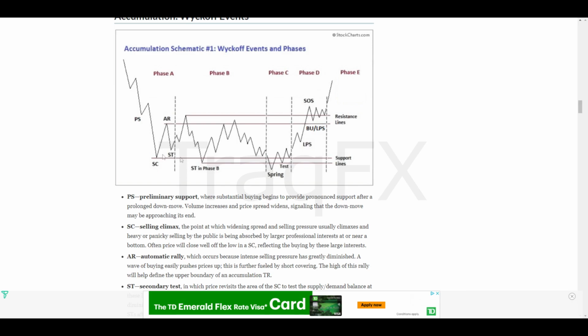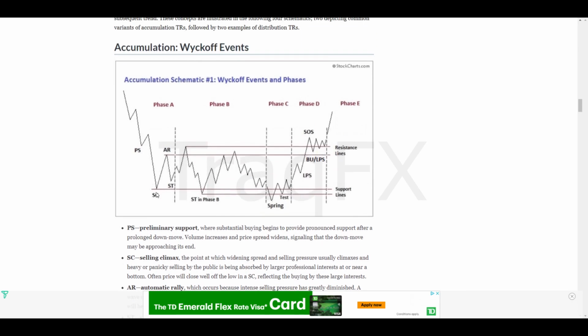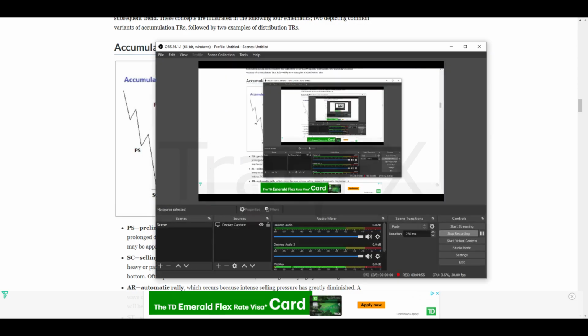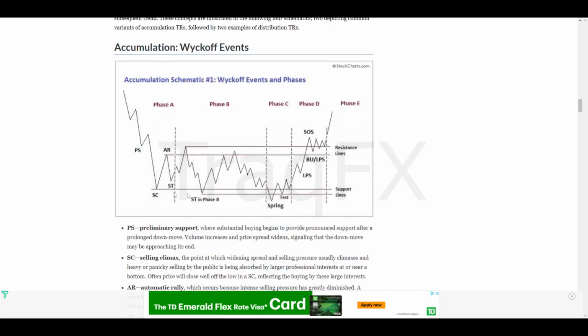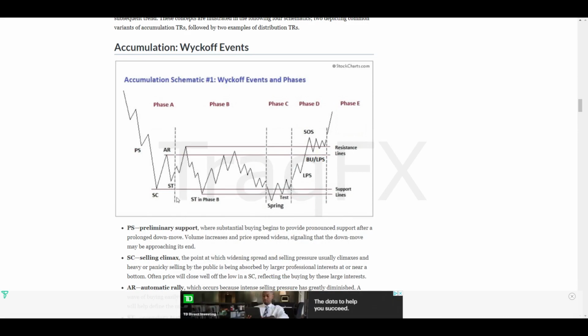Because even though we do understand what the selling climax is and automatic rally and secondary test is, we're not really looking to get in positions until we're in the final stages. So anyone that's entering phase A is basically about to get stopped out. So the market pushes down to hit the stops on the selling climax and secondary test.